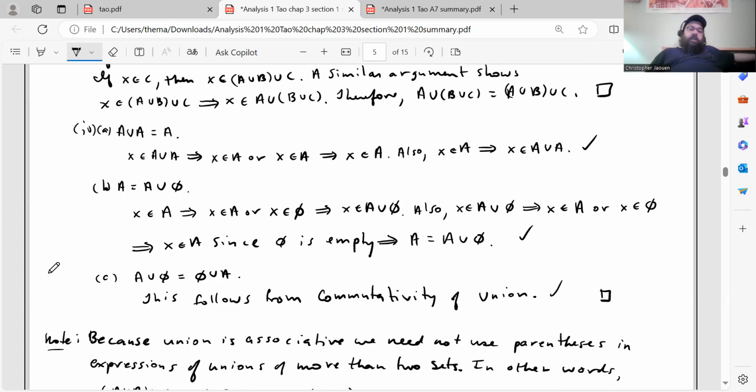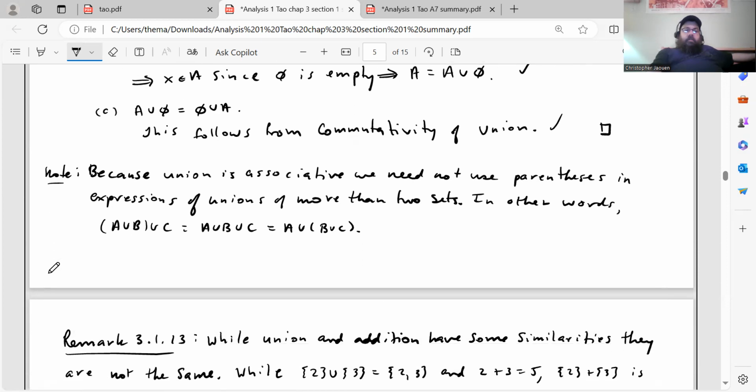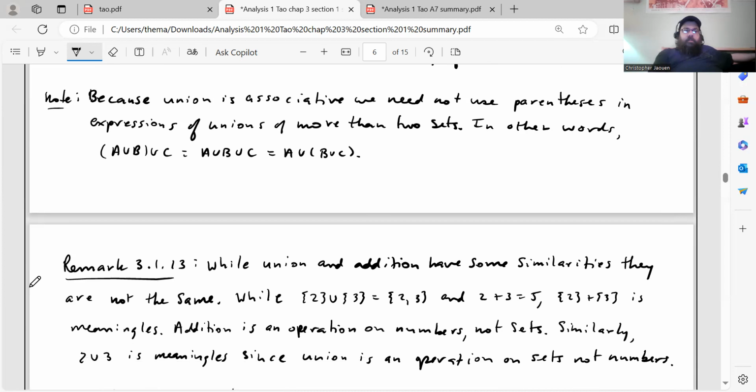And then part C, we want to show that A union the empty set is the same as the empty set union A, but this follows directly from commutativity, which we showed in part 2. So that's the proof. Okay, just a note here: because union is associative, we need not use parentheses in expressions of unions of more than two sets. In other words, A union (B union C) is the same thing as A union B union C, which is the same thing as (A union B) union C. So you don't have to worry about parentheses for unions. Same thing for intersections. We haven't gotten up to intersections yet, but that's also an associative operation.